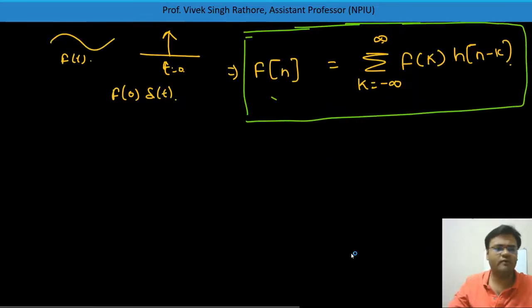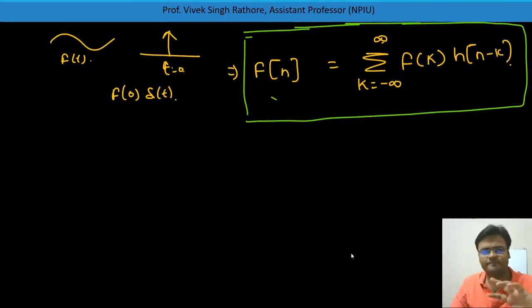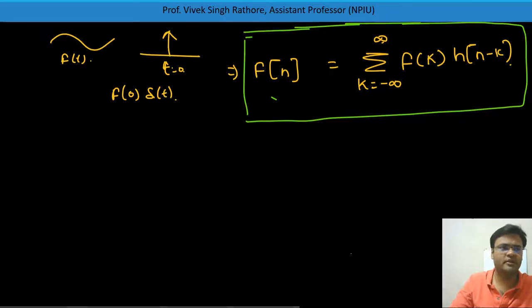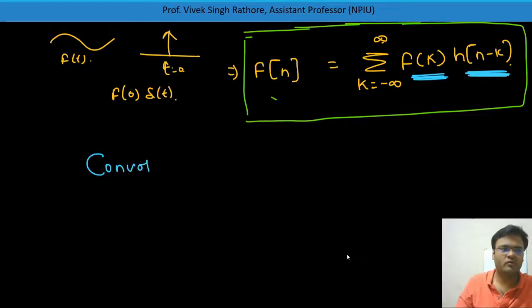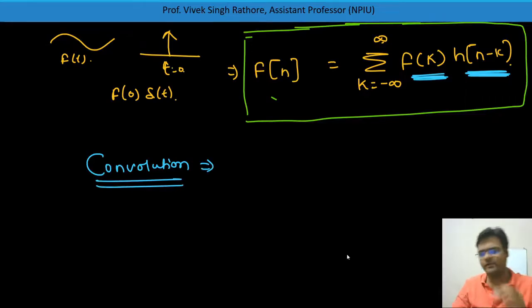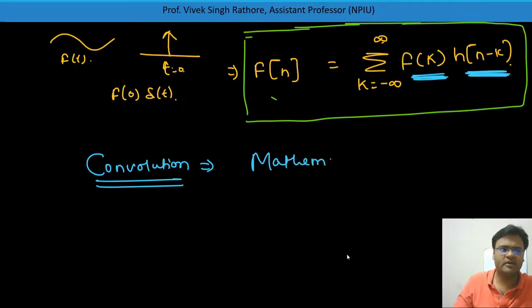So actually what we are doing is operating on two signals here. There is one signal f of k and there is one more signal h of n minus k. When we operate on these two signals, we are actually doing convolution. Okay, so you may have doubts, sir, what is actually convolution? So I'll tell you, convolution is actually a mathematical operation.